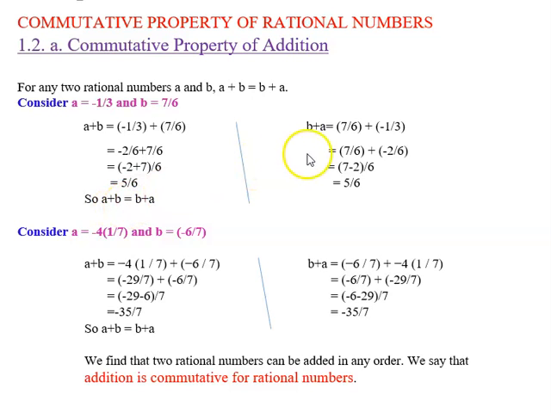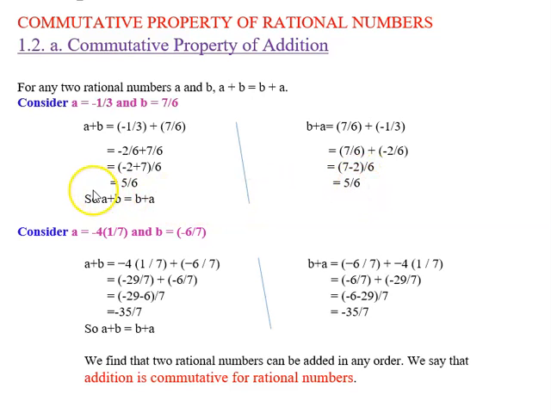Now, we will see what is b plus a. We are adding in the reverse order. First, we are taking b and then we are adding it with a. So, b is 7 by 6 and a is negative 1 by 3. We are adding both. Now take the denominator common. We are taking the LCM. We are multiplying both numerator and denominator of the value a by 2. So, negative 2 divided by 6. Now, since the denominator is 6, that is common, we are adding the numerators. So, 7 minus 2 divided by 6. Now, the result is 5 by 6.